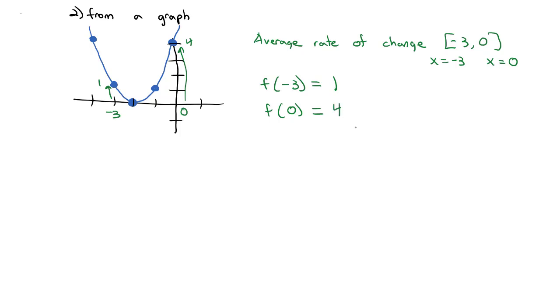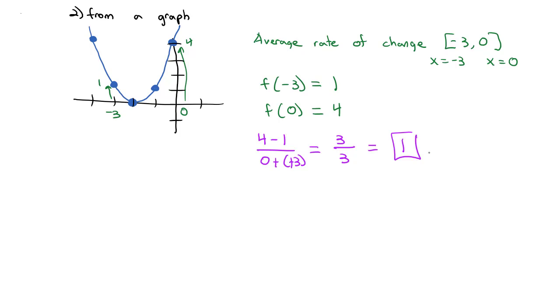And so now I can see my two outputs, 1 and 4, my two inputs, -3 and 0, and then all I have to do is calculate the difference, the change. The change in the outputs, 4 minus 1. The change in the input, 0 minus -3. Well, 4 minus 1 is 3. When we're subtracting a negative, it becomes a positive plus. 0 plus 3 is 3, and 3 divided by 3 is 1.